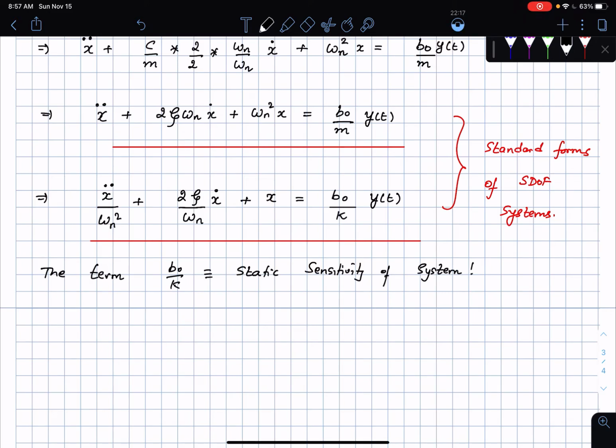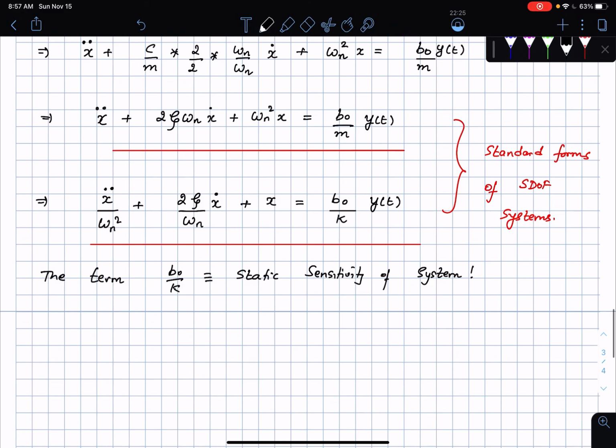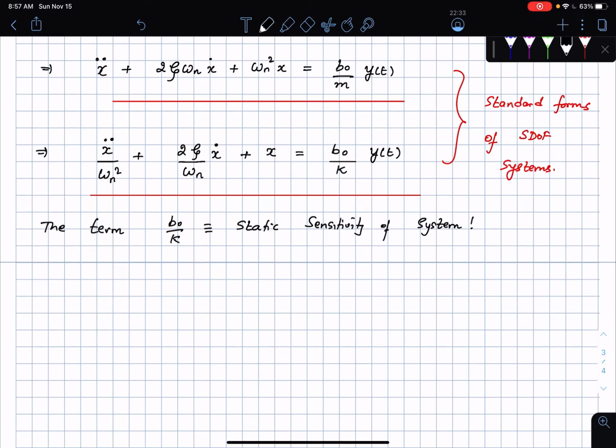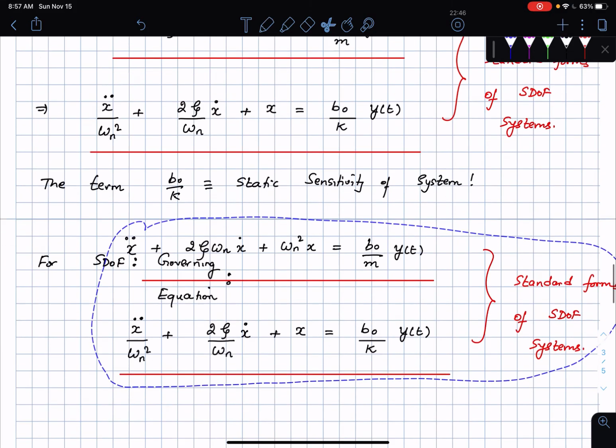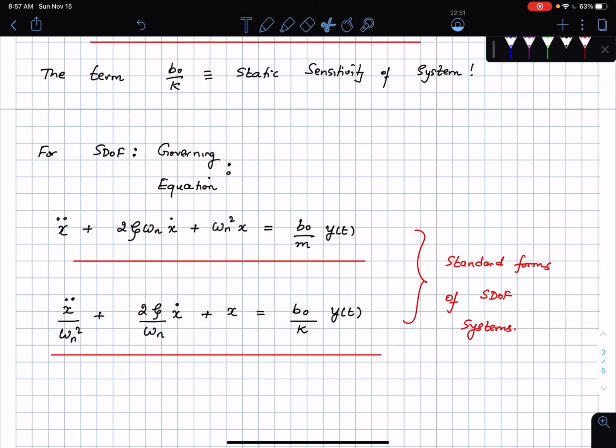Alright, so this is it for single degree of freedom systems. This is called the equation of motion, the standard form of the single degree of freedom systems. This is the governing equation. So I'm just going to copy this and bring it down here. For a single degree of freedom system, the governing equation is the following. I'm not going to have space to have all of it, so I'm just going to write it and leave it down here.